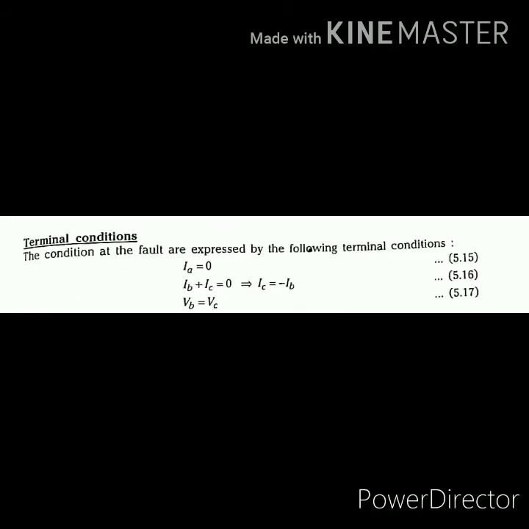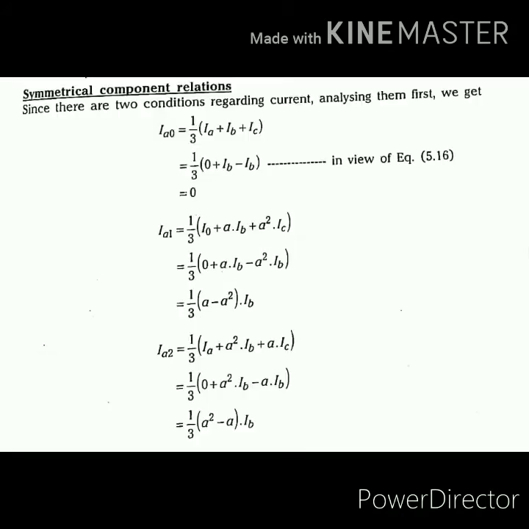If you consider that IB is equal to the fault current IF, we know that IB will be equal to minus IC, or you can say IC is equal to minus IB. And the voltages across these two phases will be equal, VB and VC. So symmetrical component relations, again you have to calculate as in the previous case. You have to calculate IA0, IA1, IA2 using the above terminal conditions. So you get IA0 is 0, IA1 is 1 by 3 into (A minus A square) into IB, IA2 is 1 by 3 into (A square minus A) into IB.